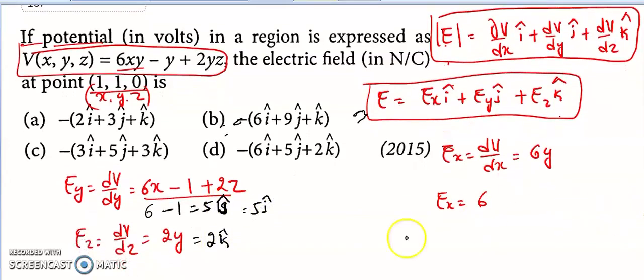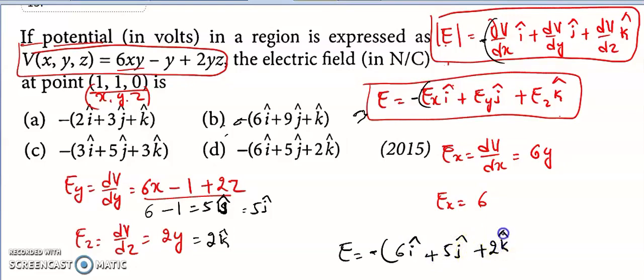So what is the answer? The minus sign is there, so the electric field is equal to minus of this. Minus 6 i cap plus 5 j cap plus 2 k cap. So which is the answer? 6 i cap plus 5 j cap plus 2 k cap. Option D is the right answer for this question. So let's move to the next question.